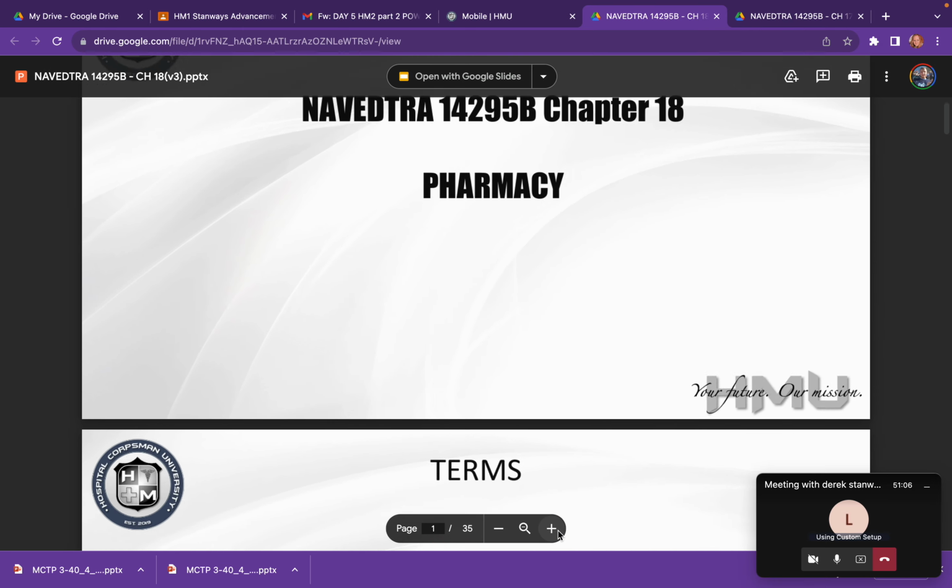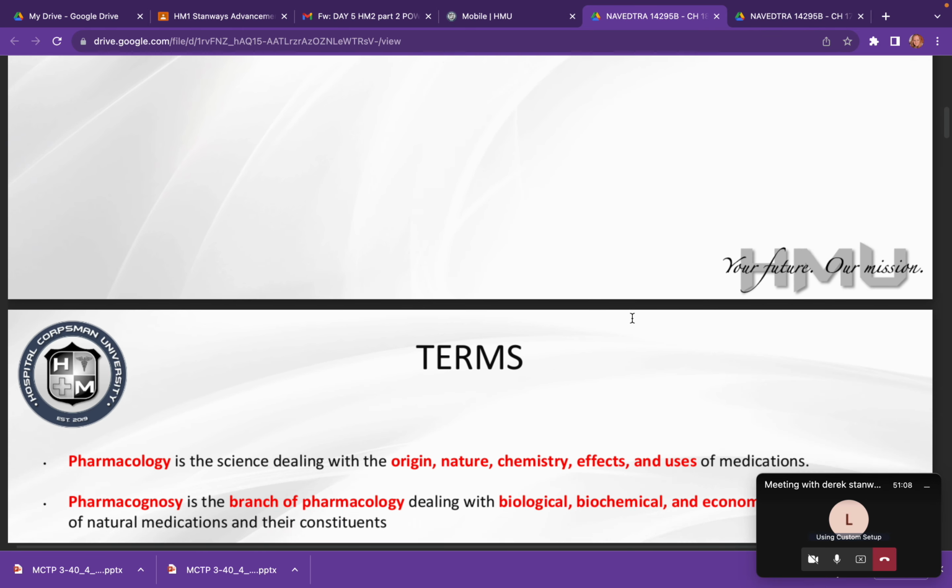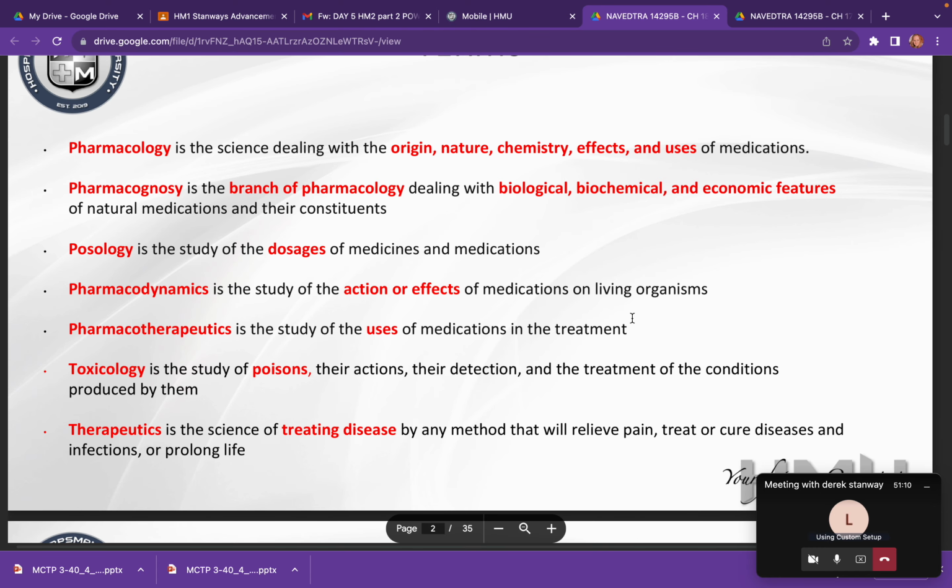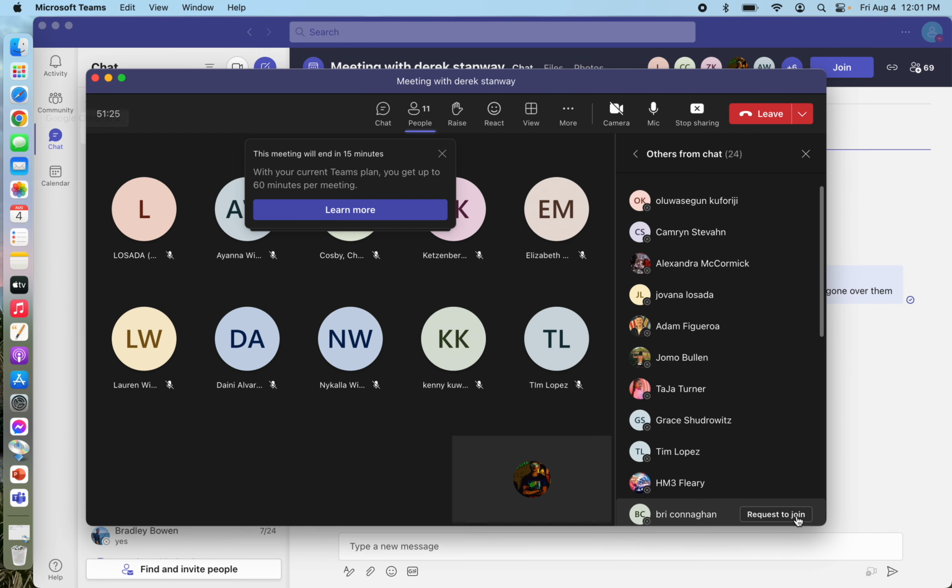Alright, so just basic terms, pharmacology is basically the main definition for pharmacy. Some important topics from here are understanding what pharmacodynamics is, basically the actions of the medications in the body, and pharmacotherapeutics is basically the study of how the medication treatment works.